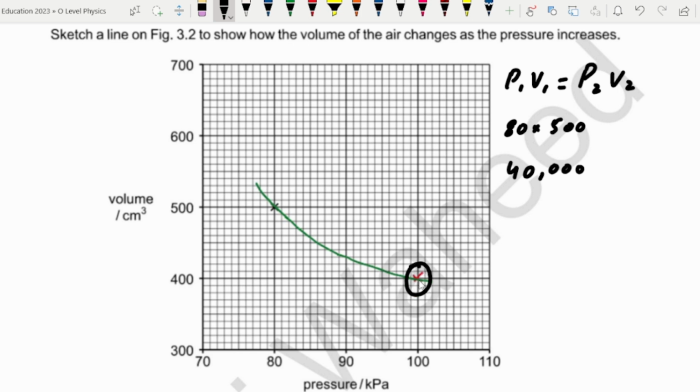For example, this one. The value of volume is 400. The value of pressure is 100. What is the product? 40,000. So I marked a point over here. Then I just join these two points with a curve. And this is how you draw the graph of pressure and volume.